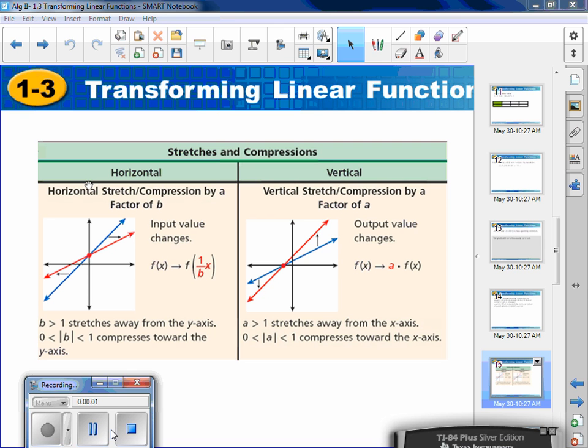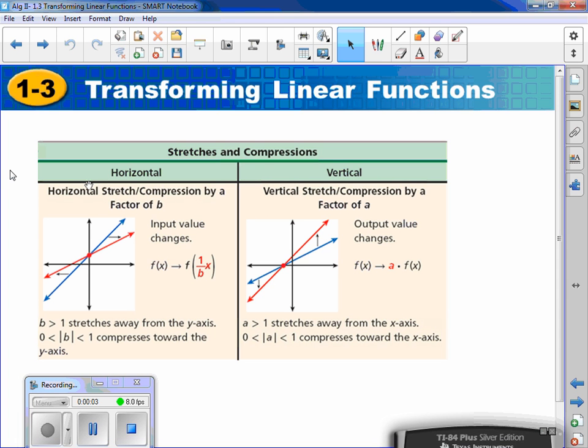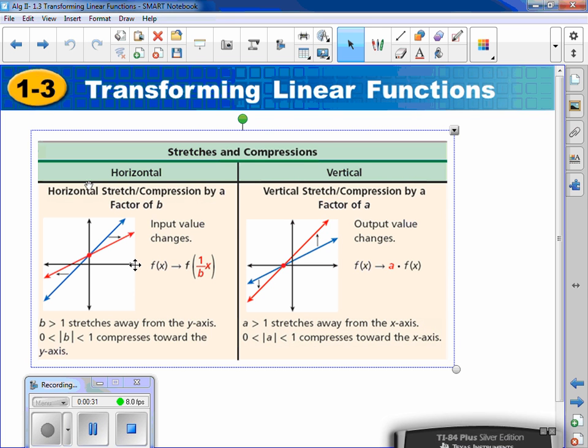Now, yesterday we started talking about 1.3, transforming linear functions. We left off when we were talking about stretches and compressions. If we're going to do a horizontal stretch or compression, it is just like the last section. A horizontal stretch and compression affects the x values. So f of x becomes f of 1 over b of x. You always take the reciprocal of what the factor is.